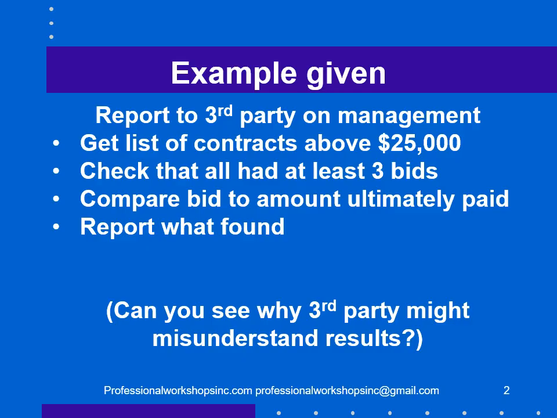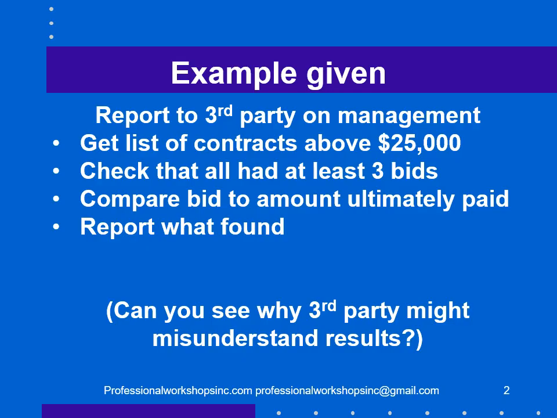Then we are to check that all contracts had at least 3 bids. And again, the problem with that is we're going to be looking at documentation. And these days, it's really easy to fake documentation with various software. Easy to do, so it could be, and we have no way of knowing, that one of the 3 bids is fake, and we'd never know that. We'd look at it and we'd go, oh, well, there's 1, 2, 3 bids.